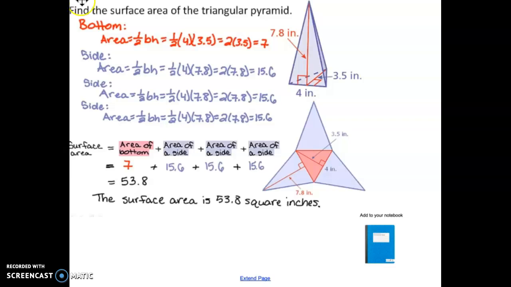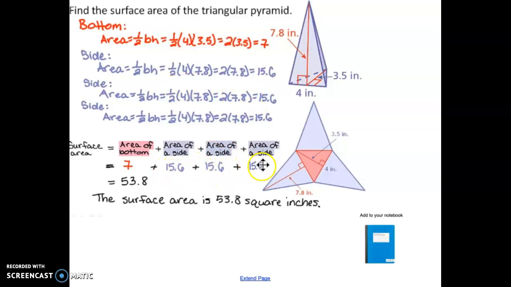All right. So the base, remember, this is a triangular pyramid, so the base is a triangle. 3.5 times 4 divided by 2 gives us 7 squared inches. And then each of the triangles going around the base are 4 and the height of 7.8 inches. So we're going to multiply those together, and then we're going to divide that by 2, and we get 15.6.